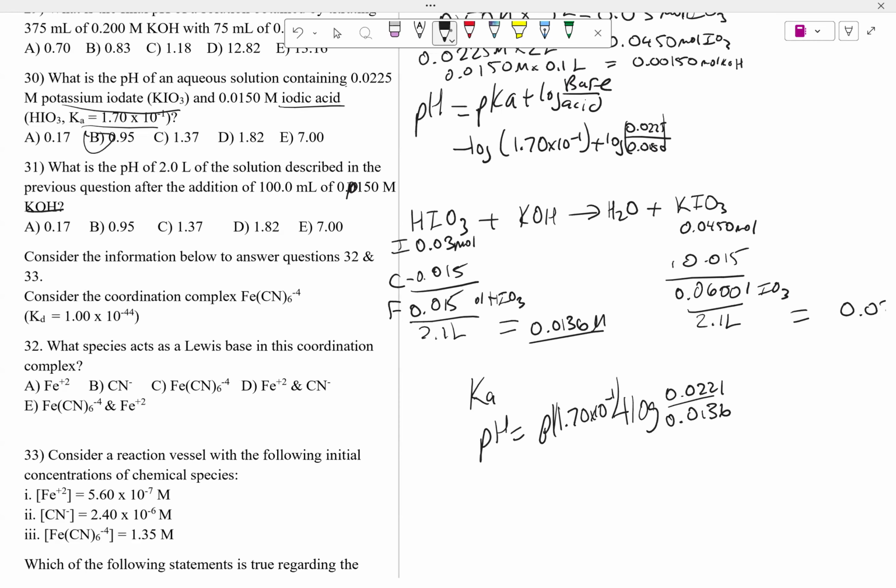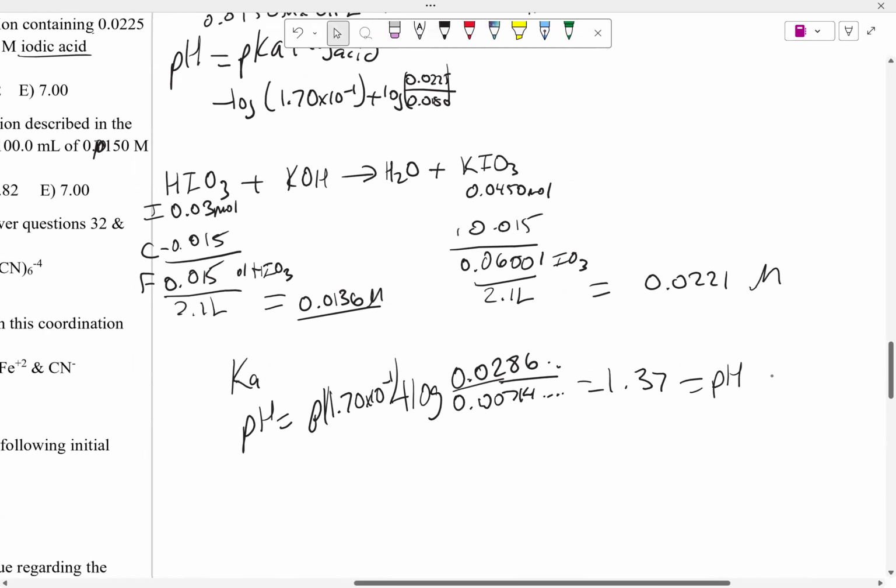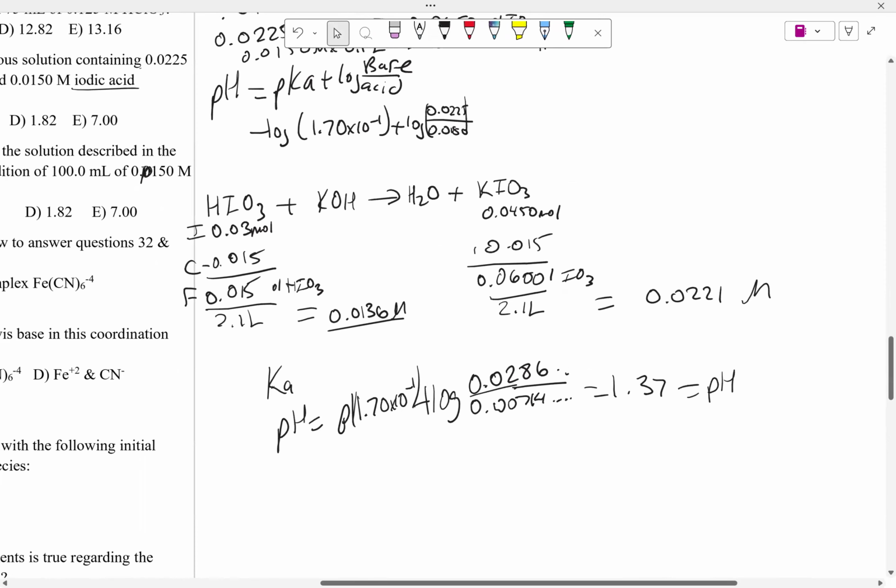Okay, all right. So let me plug these values in, right? So this is going to be like 0.0286. This is going to be 0.00714-ish, right? I'm going to plug in the exact values and I got 1.37. All right. So this is moles. This is also moles.